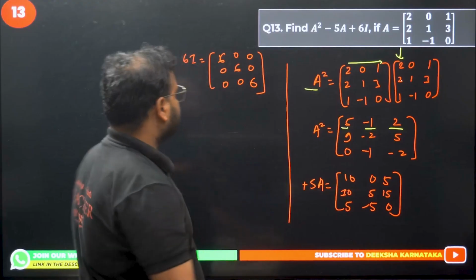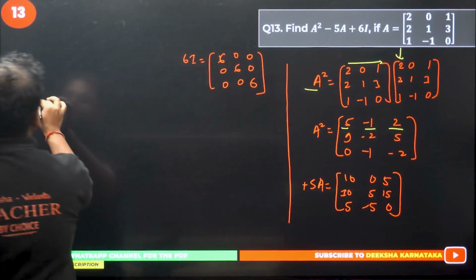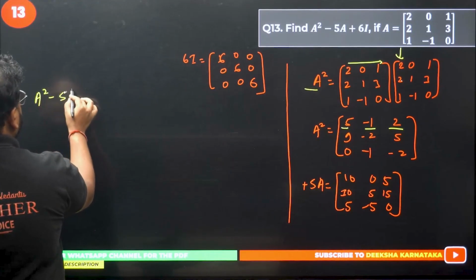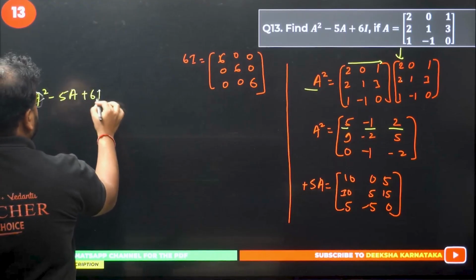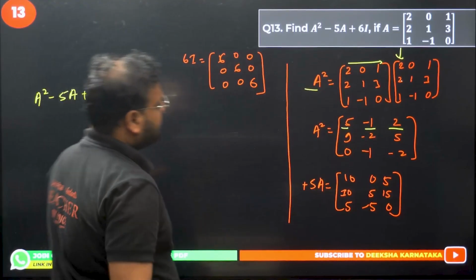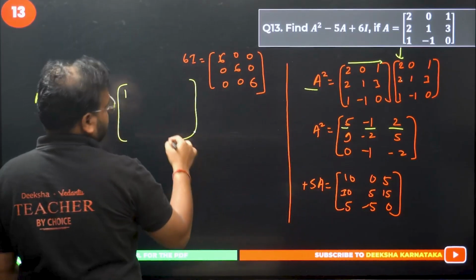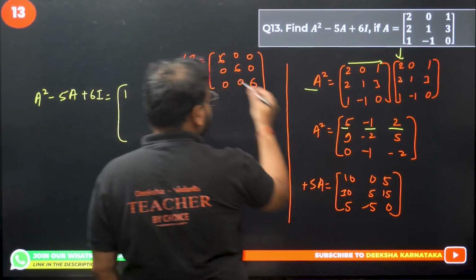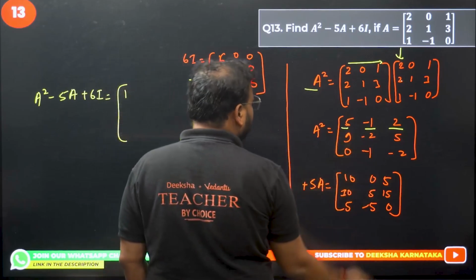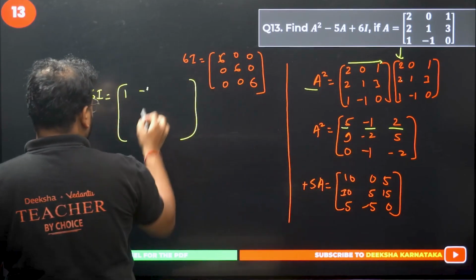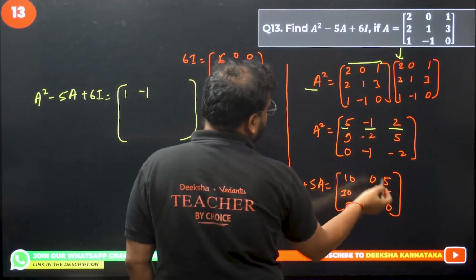Okay, super. Now I'm looking for this condition: A square minus 5A plus 6I. Difference of these two: 5 minus 10 is minus 5 plus 6 is 1. Here 5 minus 10 is minus 5 plus 6 is 1. Minus 1 is 0, is minus 1. So I get minus 1. 2 minus 5 is minus 3.